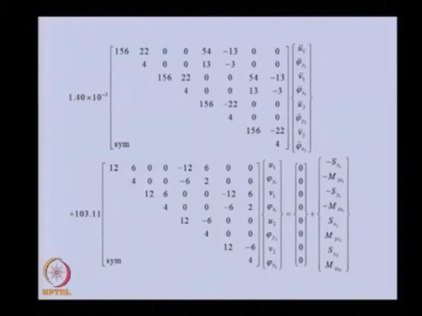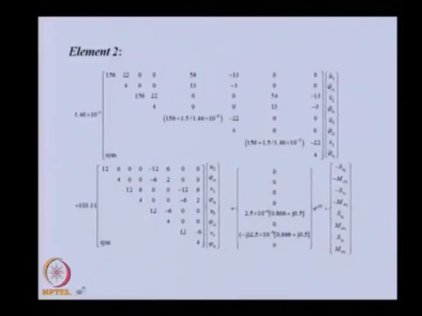Here the first 4 correspond to node 1, horizontal plane and vertical plane. Similarly, this is for node 2, horizontal plane and vertical plane. Mass matrix, stiffness matrix, there is no external force. These are the reaction forces and moments. Similarly, we can write for element 2.